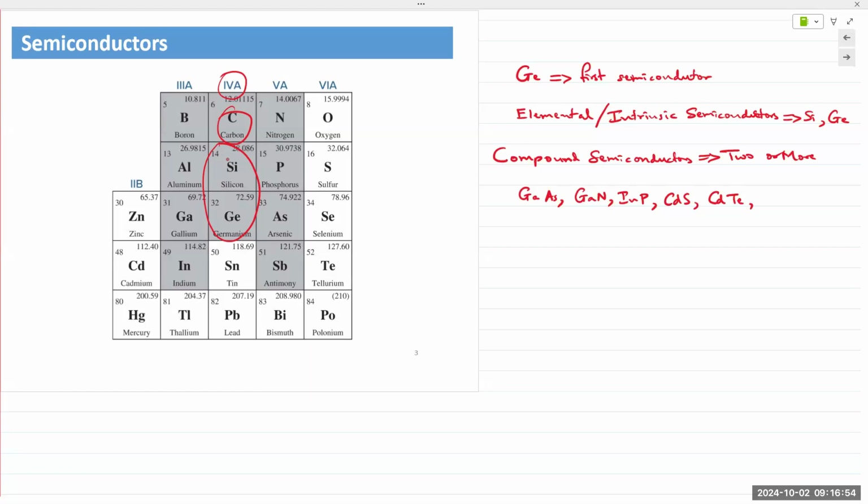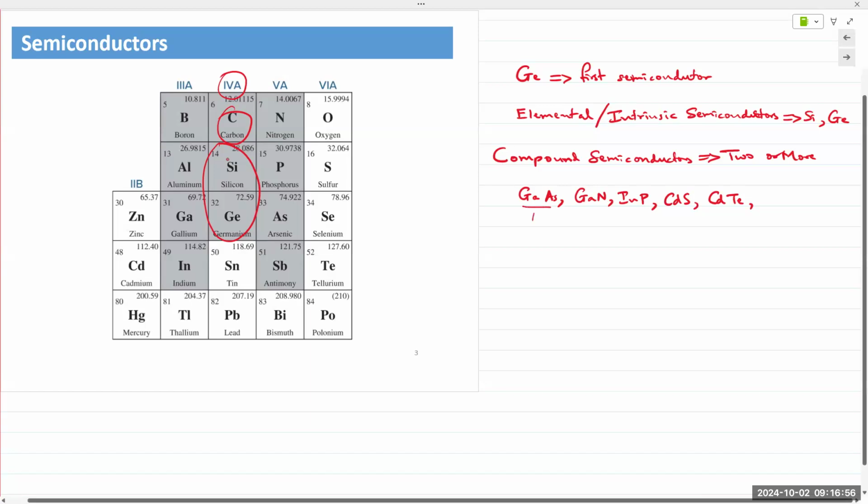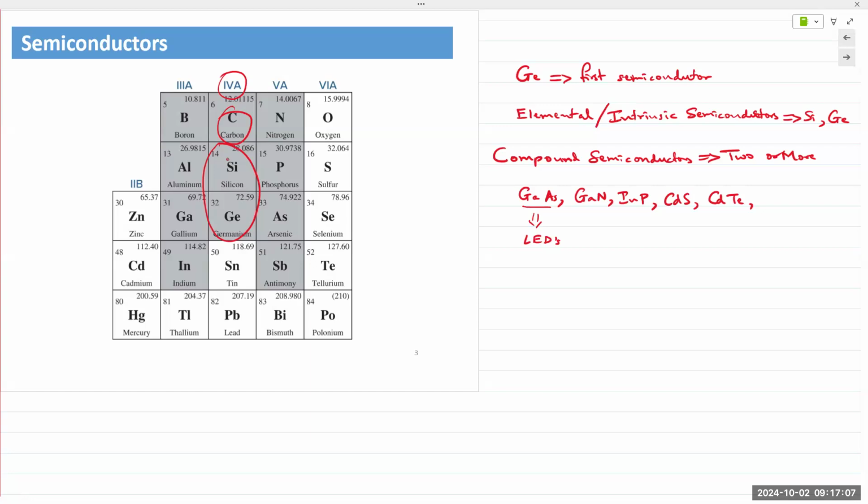Gallium arsenide is used to make LEDs because it dissipates energy in the form of light. And then, of course, as I stated, there's a specific purpose and application for each one of these materials. But silicon is by far the most common one.